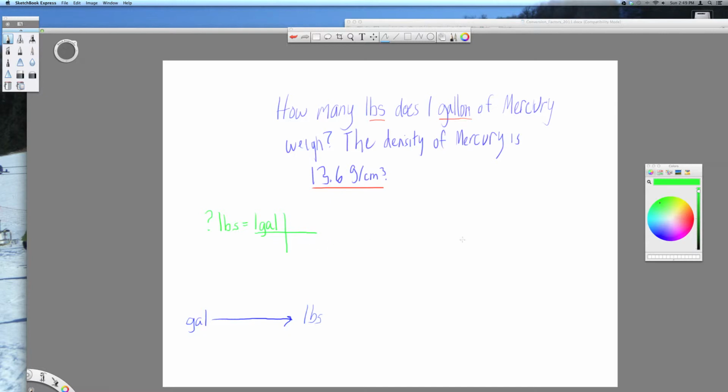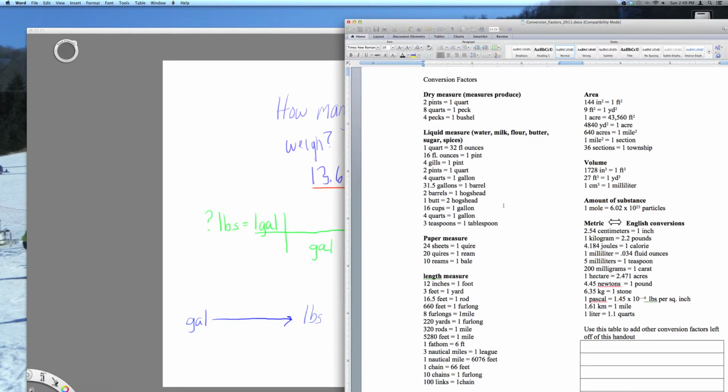Gallons on the bottom. And again, I go to my conversion factors. And I look to see where I have gallons available to me. I look all through here. And really, I see gallons here. I see barrels with gallons. But barrels is not going to get me anywhere. I do see quarts. And down here, quarts goes to liters. So there's a connection between gallons and liters.